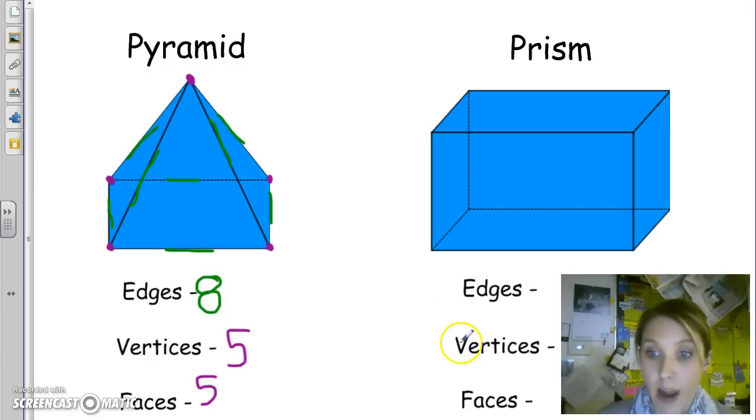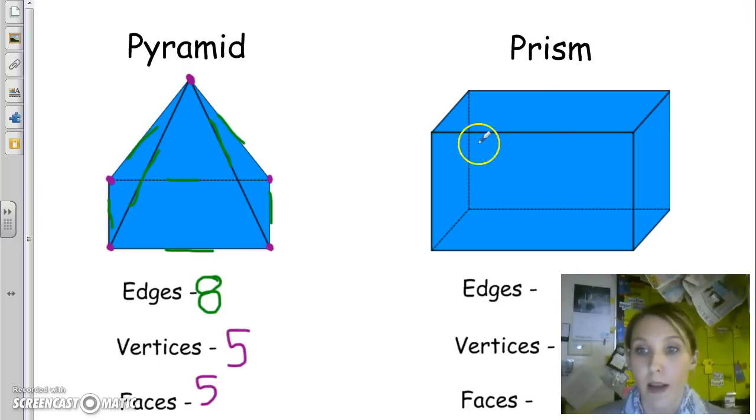All right. Now, moving on over to the prism. The prism, we said that there are always rectangular faces on the prism. Can you count how many faces there are on this prism? So we've got 1 at the bottom, 2, 3, 4, and then 1 on this side and 1 on this side. So that's 4, 5, 6. So we have 6 faces there.